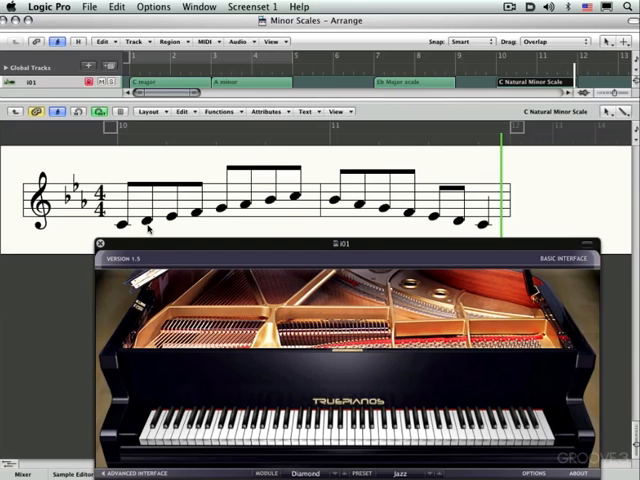So again, just to reiterate, the point I want to drive home here is that every key signature and major scale has a relative minor, and that's found based on the 6th degree of the major scale, or 3 semitones down from the root, which is the same thing.